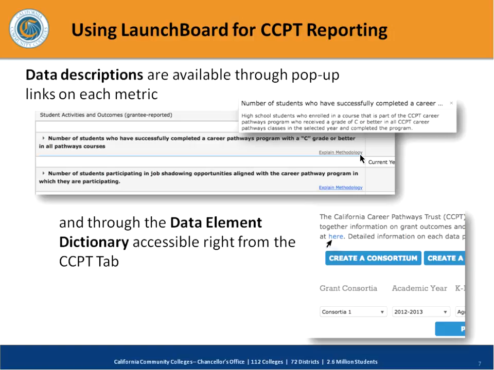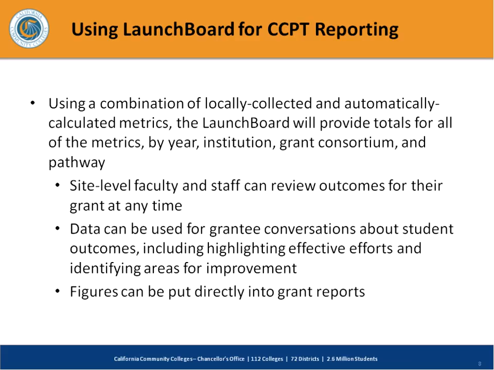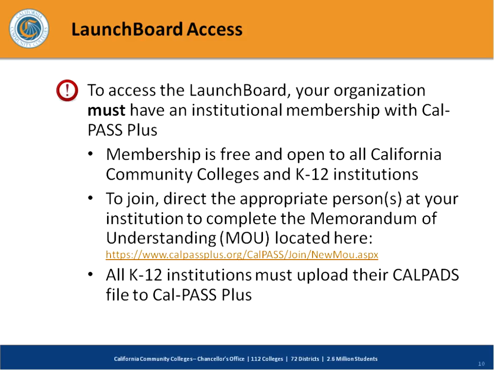Data descriptions are available through pop-up links on each metric and through the data element dictionary accessible right from the Career Pathways Trust app. Using a combination of locally and automatically calculated metrics, the LaunchBoard will provide totals for all of the metrics by year, institution, grant consortium, and pathway. Site-level faculty and staff can review the outcomes for their grant at any time. Data can be used for grantee conversations about student outcomes, including highlighting effective efforts and identifying areas for improvement.